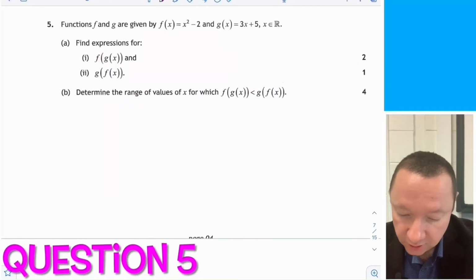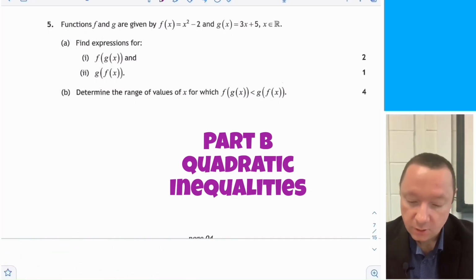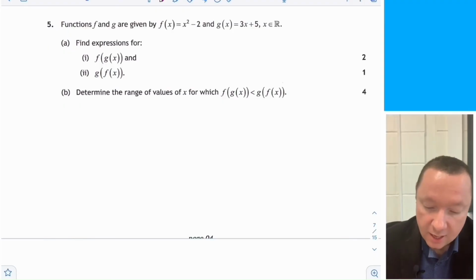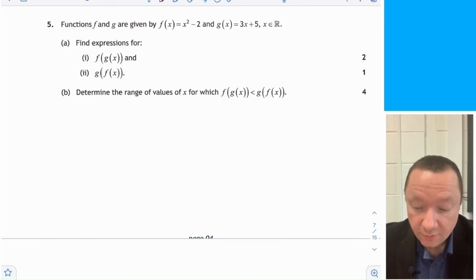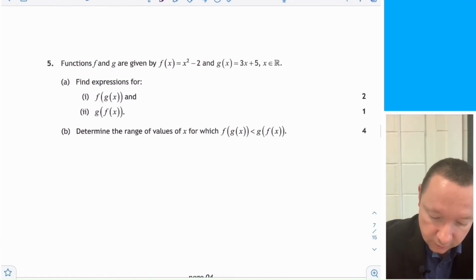Functions f and g are given by f of x is x squared minus 2, g of x is 3x plus 5. We've to define expressions for f of g of x and g of f of x, and then determine the range of values for which f of g of x is less than g of f of x. Let's get straight into it.